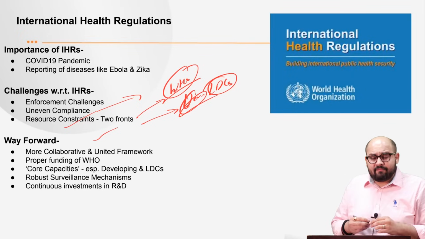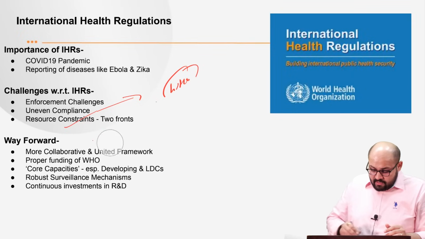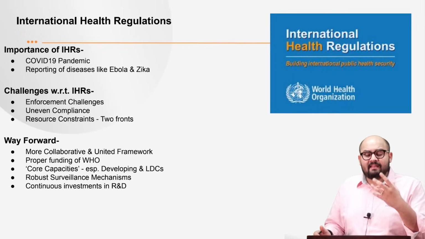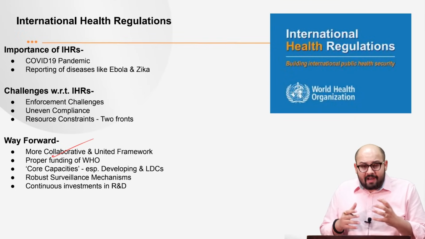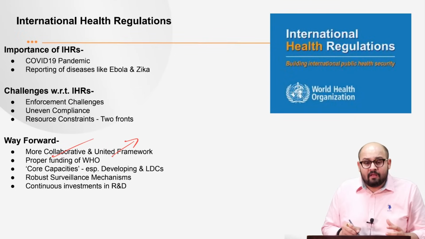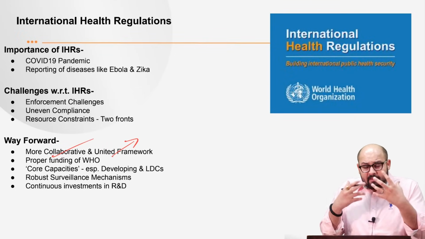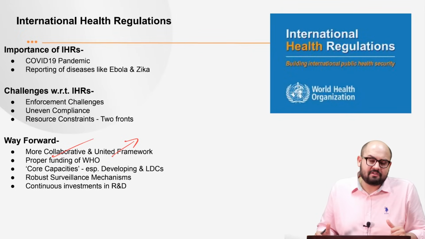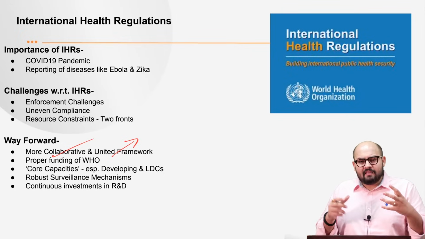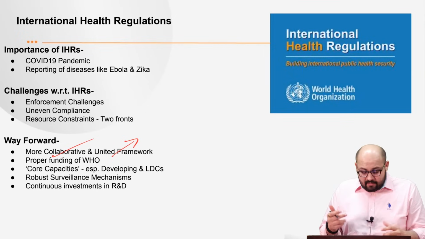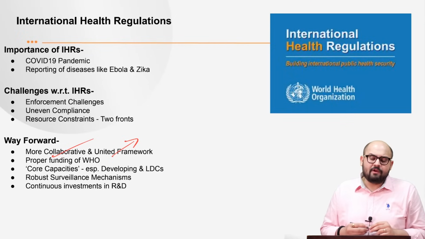Now, what can be the way forward when we talk about strengthening these International Health Regulations? The first thing is that there needs to be a more collaborative and unified framework for the formulation and implementation of these International Health Regulations. Countries should come together, have a consensus, come on board, and then a more robust framework can be created. Then proper funding of WHO is necessary.